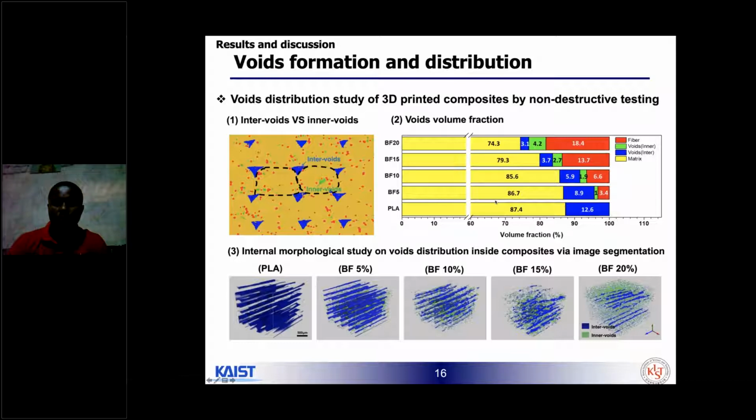Due to the effect of high thermal conductivity of the rigid budget fiber, the inner void can be effectively controlled and removed according to the budget fiber. However, in case of this green color inner void, it can be caused by weak interface adhesion between fiber and matrix, and it became worse according to the fiber content.